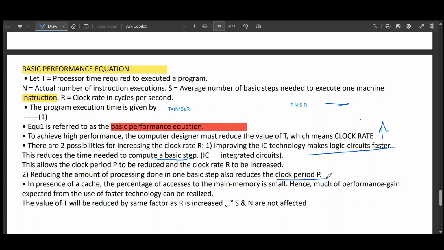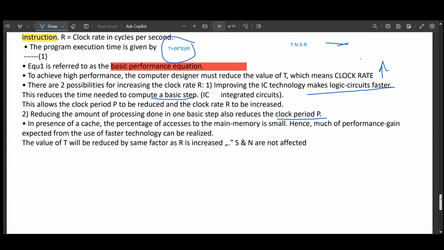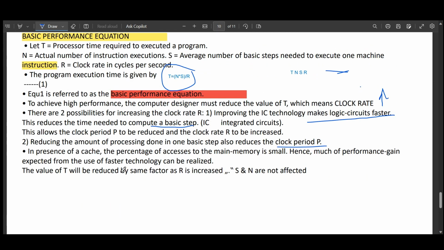Clock period will be reduced. How will it reduce? If I do the processing of dividing the steps faster, my clock period will be reduced. Time will obviously come down, so my clock rate will increase. If my clock rate increases, my time will decrease according to this equation. Fine. I have also explained about the cache in my previous lectures: if cache is there, the movement between the processor and main memory will be reduced, so that time is reduced, so that there is a performance gain expected from the faster use of technology.